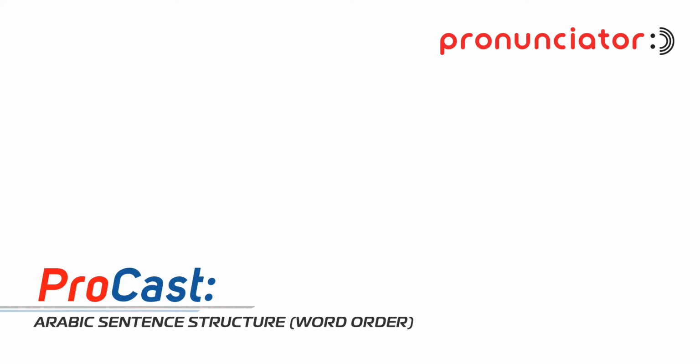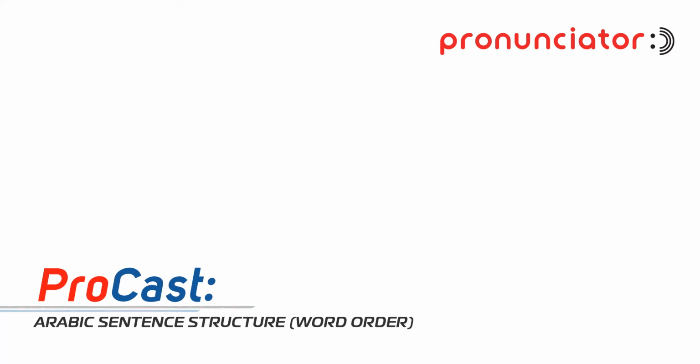Well, that's the great thing about Pronunciator. It doesn't just throw the rules at you and then say good luck. It gives you tons of chances to actually use them. Yeah, actually using what you learn is so important. So, what are some things Pronunciator users can do to really get a handle on Arabic sentence structure?